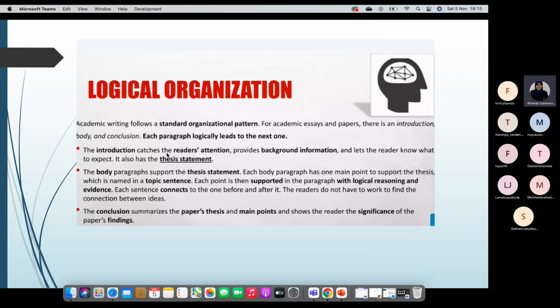So the introduction catches the reader's attention. It should provide background information and let the reader know what to expect. It also has the thesis statement. Now here your statement, if it is on risk assessment, will mention risk assessment, right? And the body paragraph supports the thesis statement. So if you introduce what is risk assessment, your body paragraph should talk about what the types of risk assessment are. How do you classify risk assessment? And remember, connect it to the healthcare sector.